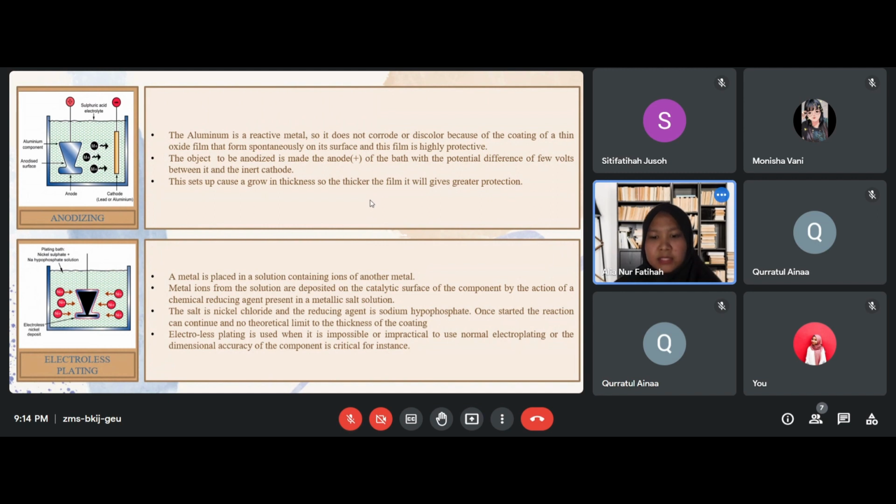Next is electroless plating. A metal is placed in a solution containing ions of another metal.